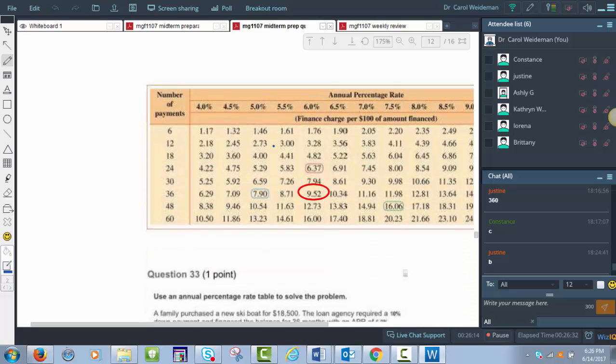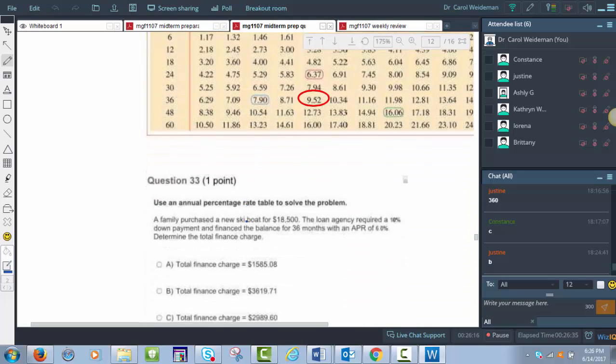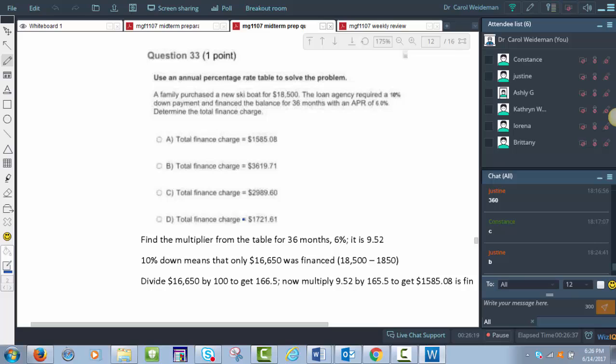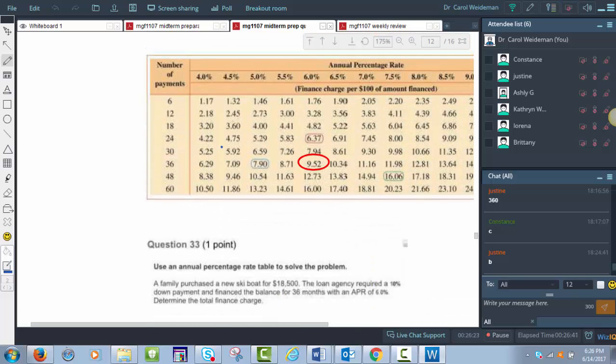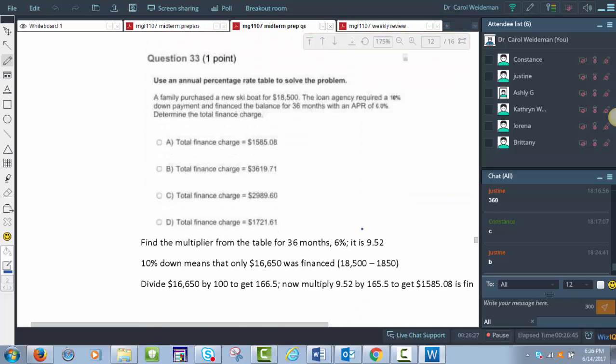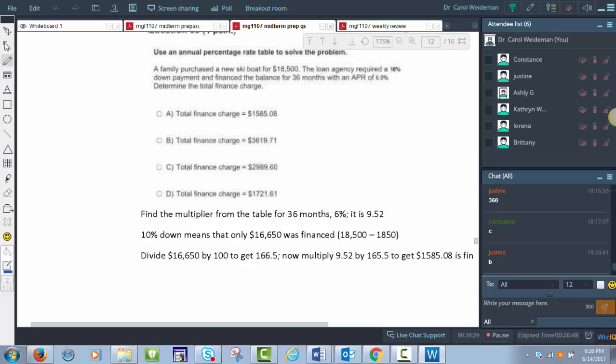Now you could use the formula, but if you've got the table, it's a lot easier. So what do I need to know here? So we're doing 36 months at 6%. There's my multiplier, 9.52 per thousand borrowed. So how much did they actually borrow? They put 10% down, so they didn't borrow the whole amount. So they borrowed $18,500 minus 10%.